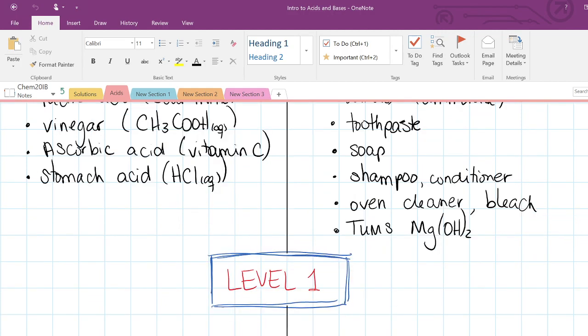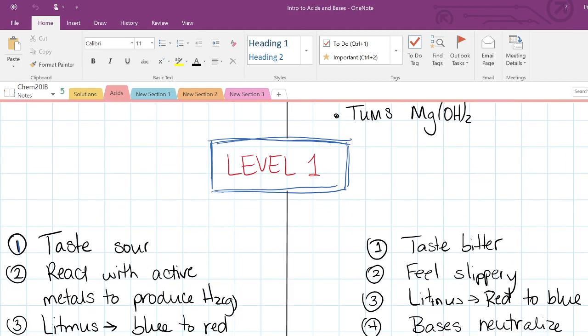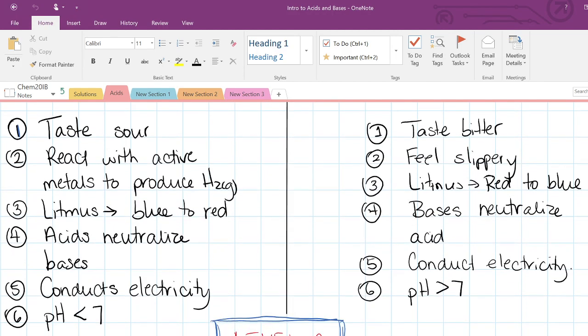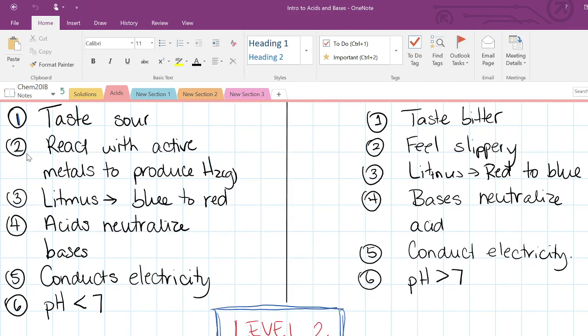Now, going back to that level 1, here are the empirical properties that you guys need to understand and know. I feel like at this point they're probably something you already have in your head. But with acids, we know they taste sour. This is one that students tend to forget, but acids react with active metals to produce hydrogen gas. So remember, if you put magnesium metal, like that magnesium strip that we did in the lab, with an acid, hydrochloric acid, we produce hydrogen gas.